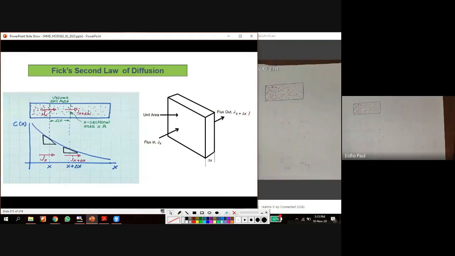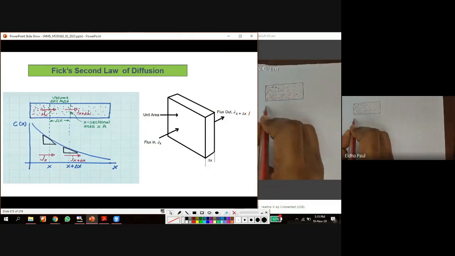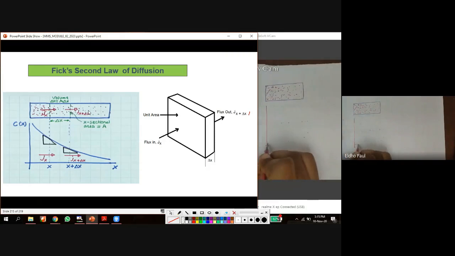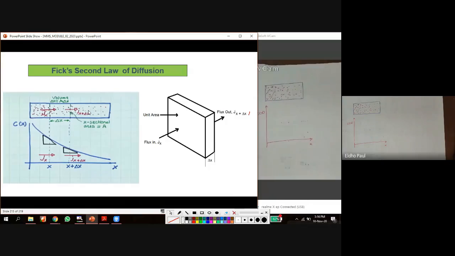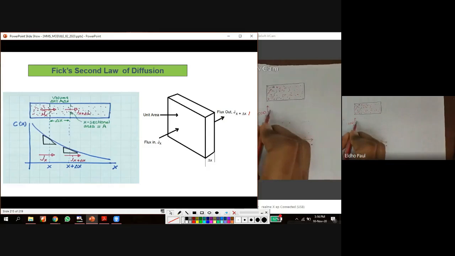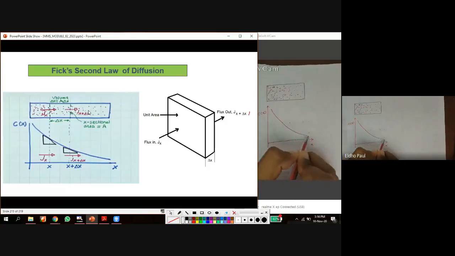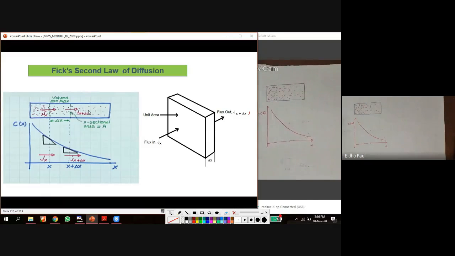In this, I am going to draw the concentration versus distance profile. This is the distance x, and the y direction gives the concentration along the x direction. So here we can see the concentration variation like this way. Here I am drawing a curved line, and I will explain the reason for that.